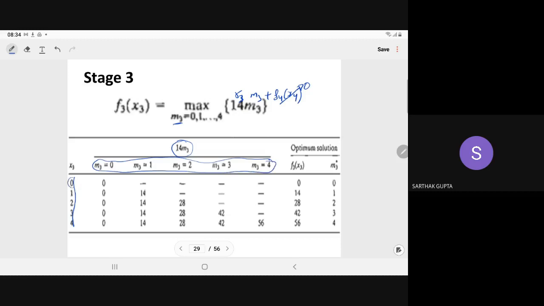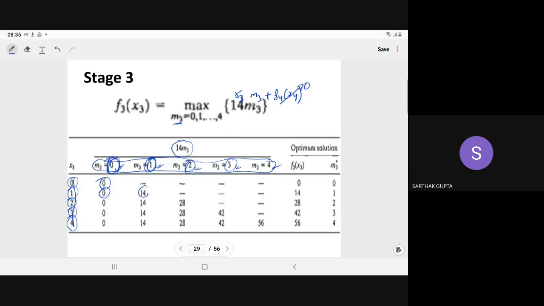So if there is 0 remaining weight, naturally we have the choice of 0 items. If 1 is the remaining weight, then we have the choice of 0 and 1 item. If remaining weight is 2, then we have the choice of 0 item, 1 item, 2 items. If remaining weight is 3 tons, then we have the choice of 0, 1, 2, and 3 items. When we have the remaining weight 4, then we have the choice of 0, 1, 2, 3 and 4 items.